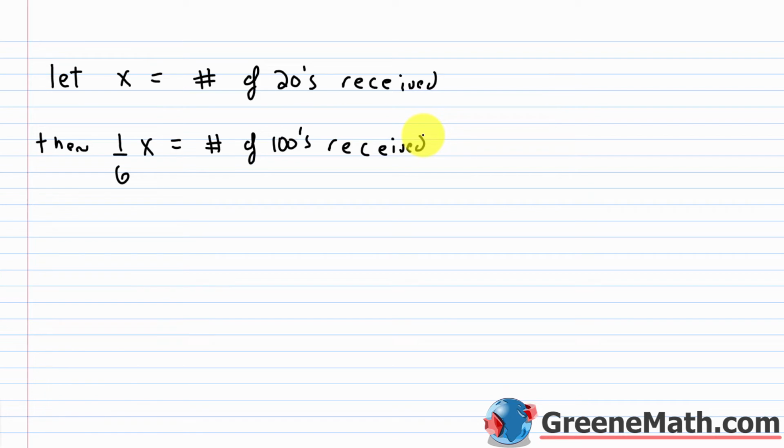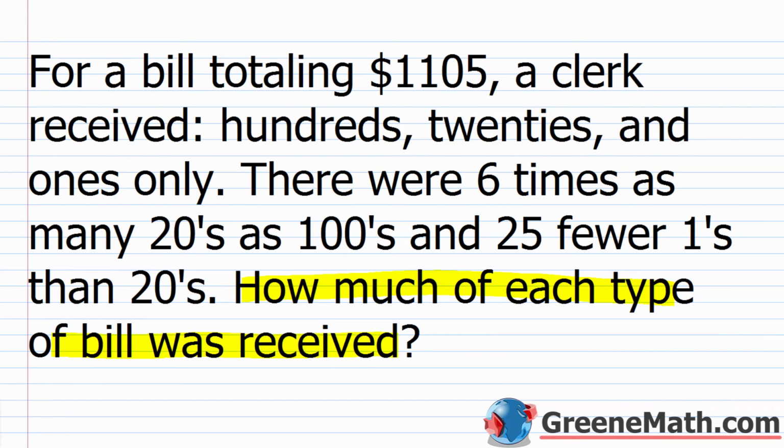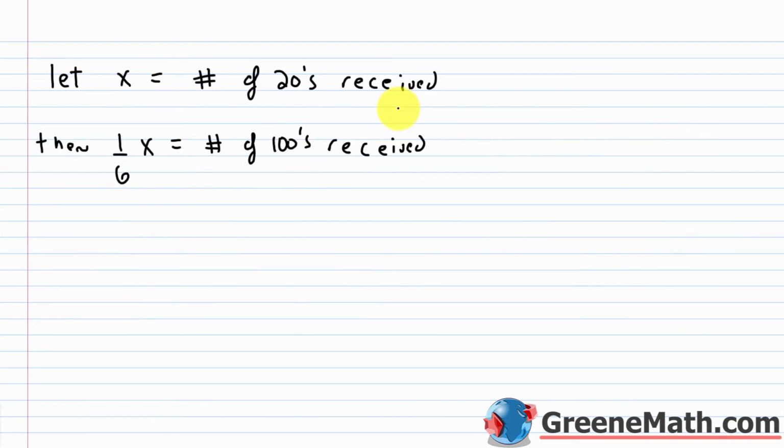Then what can we say about the number of ones? Well, it says that there were 25 fewer ones than 20s. If the number of 20s received is represented with x, then literally x minus 25 would be equal to the number of ones received.